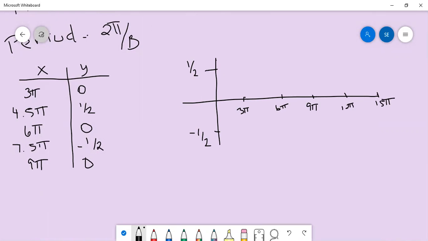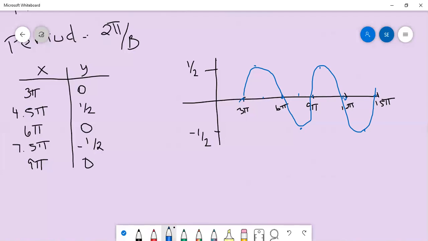Okay, so at 3 pi, we were at 0. 4.5 pi, which is like here, we were at 1/2. 6 pi, we are back to 0. 7.5 pi, halfway between there, we're at -1/2. 9 pi, we're back up to 0. And we can follow this cycle through, up to 1/2, back to 0, down to -1/2, back to 0. So this is our function. Okay, that's our sine function. I'm sure you can draw better than that.